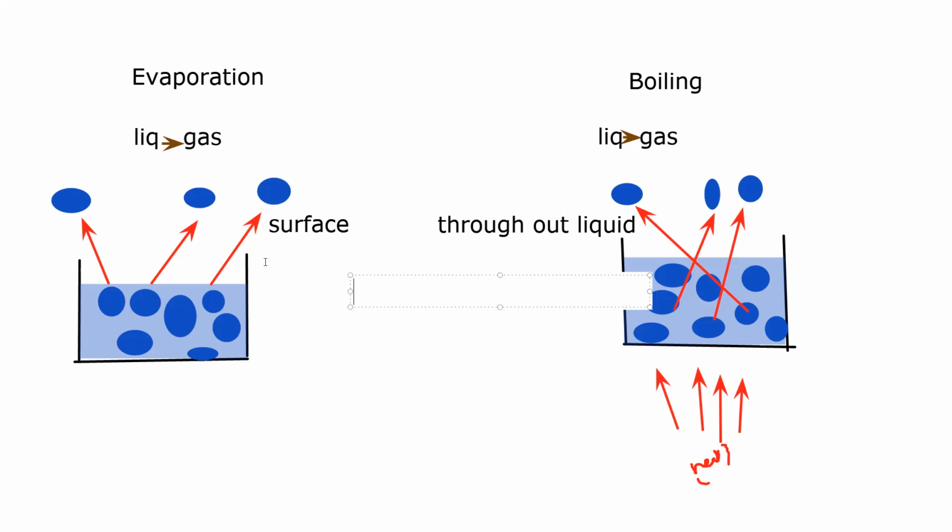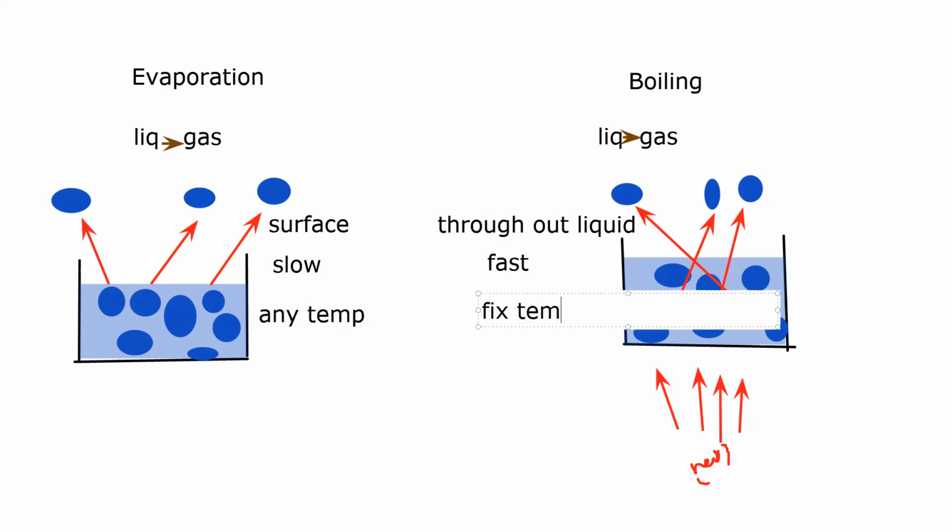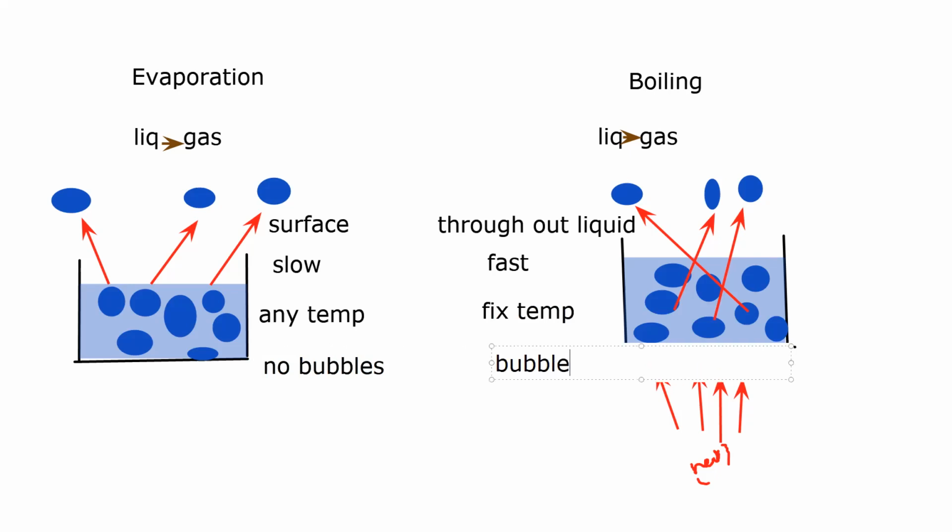Evaporation is a slow process, it happens slowly. Boiling is a fast process, and the vapors escape quickly. Evaporation occurs at any temperature or a range of temperatures, whereas boiling occurs at a fixed temperature. At a certain temperature the boiling can occur. When a liquid is evaporating, you will not see any bubbles, but when the substance is boiling there will be bubbles.